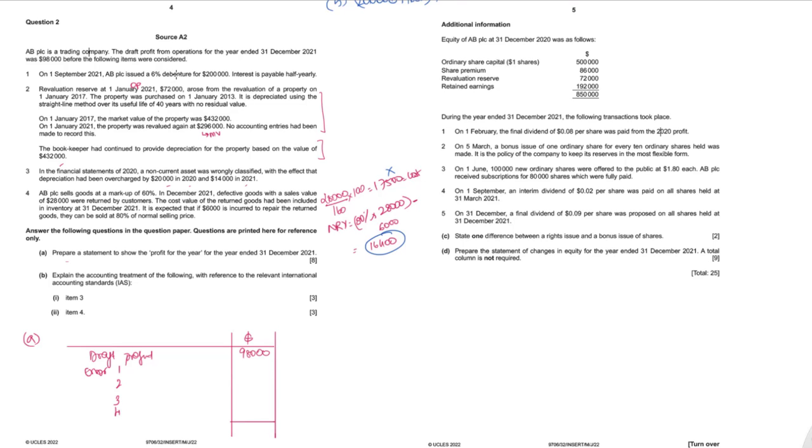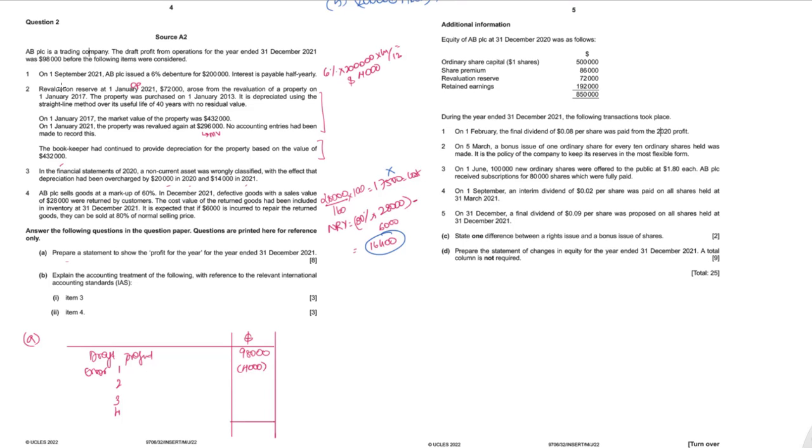First error. 6% debentures were issued, interest is payable, but no adjustment has been made for the interest. So let's calculate the interest. It's very simple. 6% into 200,000, since 1st September, so 4 by 12. That gives us an interest of 4,000. Even though interest is payable half yearly, you don't have to consider that. You have to accrue the interest based on the accrual concept. So minus 4,000 because it will reduce the profit.